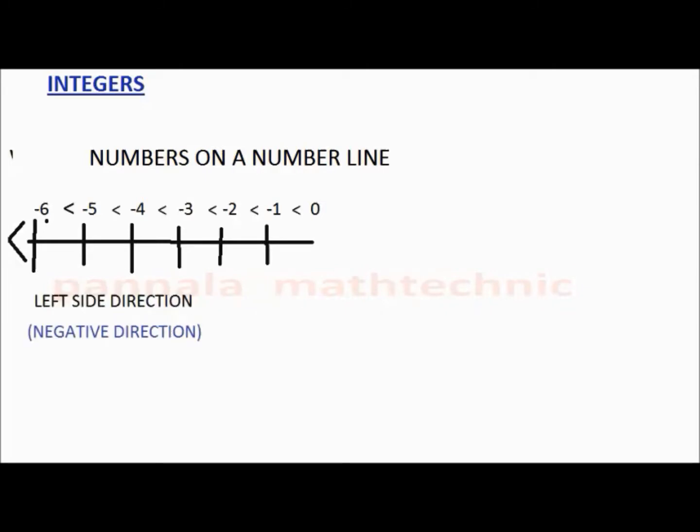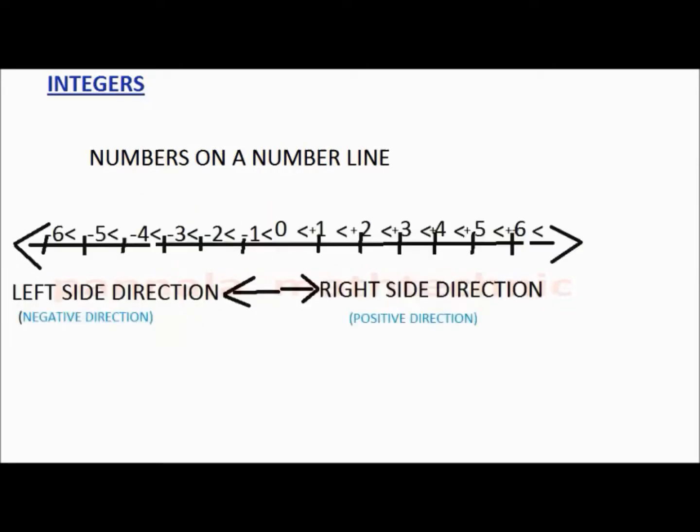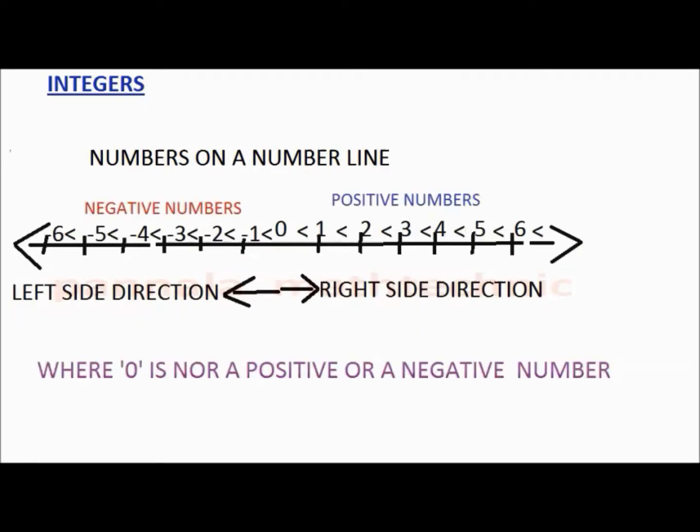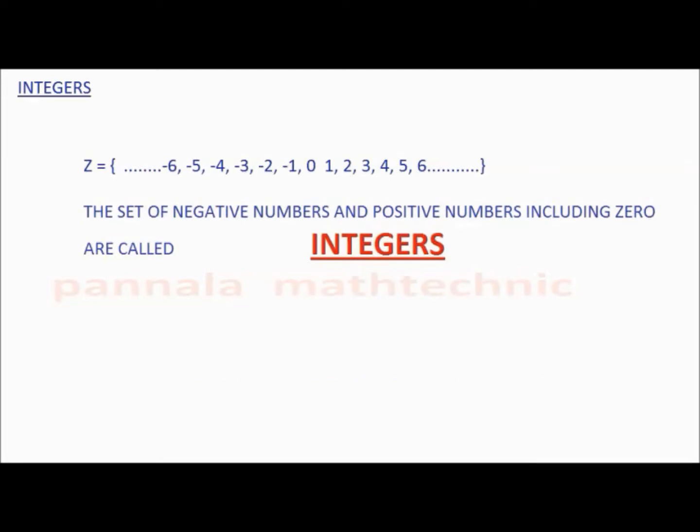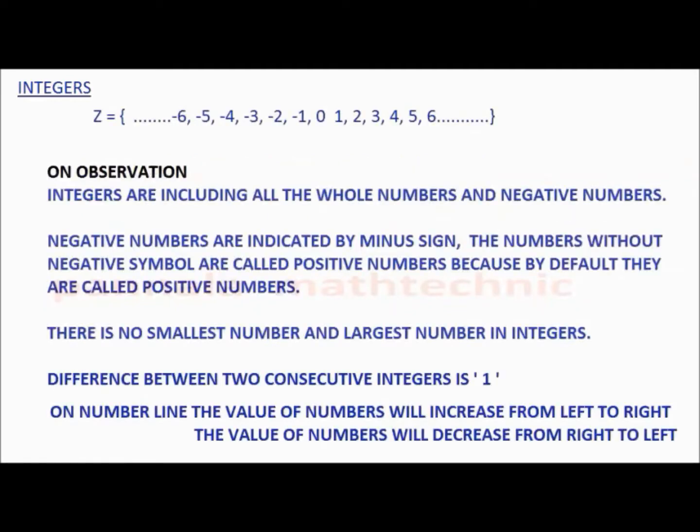And these are all less than 0. These are called negative numbers. And 0 divides negative numbers and positive numbers. The 0 is neither a positive nor a negative number. So this set of negative numbers and positive numbers including 0 are called integers. And these numbers are represented by capital Z.